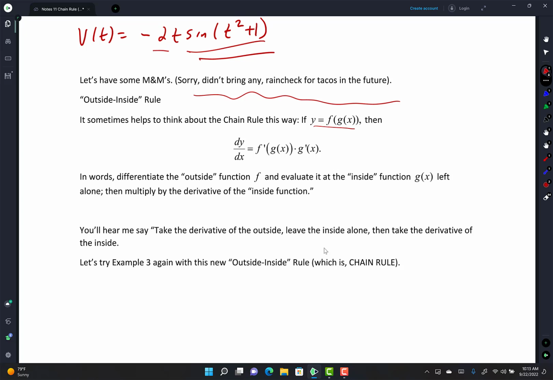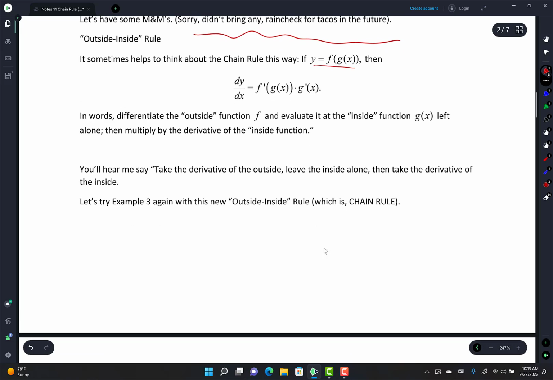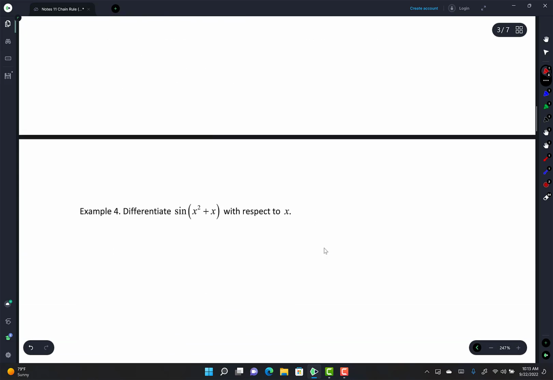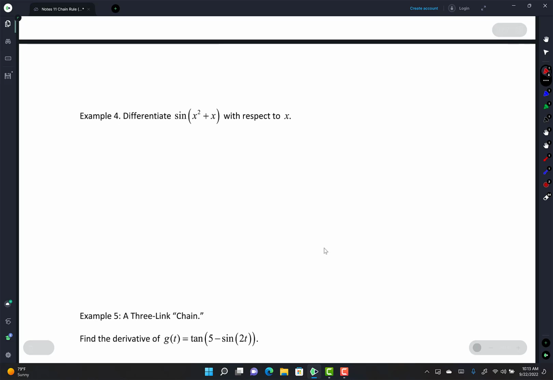If the inside has another inside, times the derivative of that inside. And you keep going, like an M&M: shell, chocolate, peanut. So you just keep finding the derivative of the inside, if there is an inside. Let's do another problem. Look at example 4. And in a little bit we'll do a triple chain link, example 5.